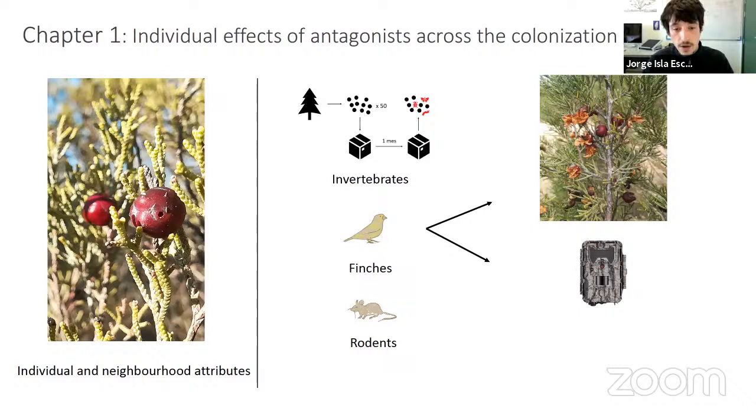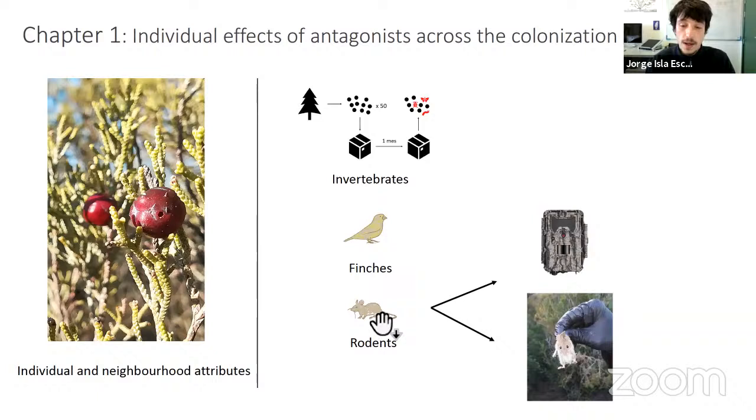And in the case of the rodents that feed on the pulp and mostly on the seeds of the plant, we also combine two methods: phototrapping again, and field trapping of the animals, that help us to identify the species that are interacting with the juniper plant.